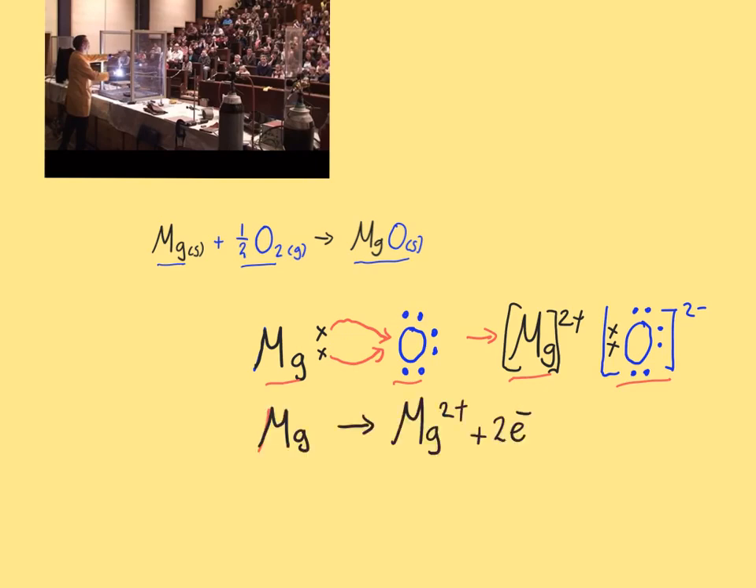We can now write this as what is called a half equation. The half equation shows the reducing agent here, magnesium, losing its electrons to form positively charged magnesium ions. This is an example of a half equation. It's usual to show the electrons as being added to either side. So we can see that the magnesium has been oxidized because it has lost electrons in this half equation.